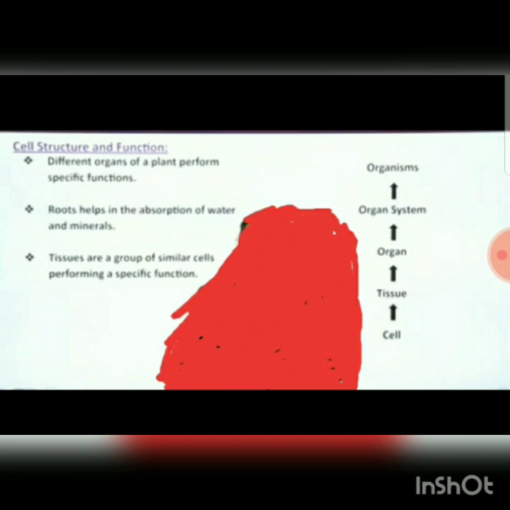So students, can you see the cell? Then the tissue is formed. From the tissues, an organ is formed. Then the organ system and the organism. Different organs of a plant perform specific functions. Root helps in the absorption of water and minerals. Tissues are a group of similar cells performing a specific function.